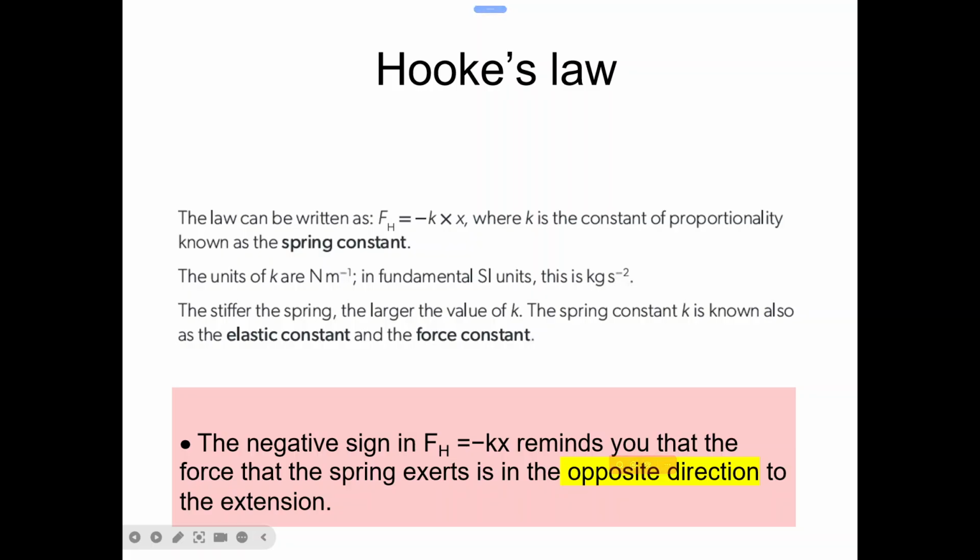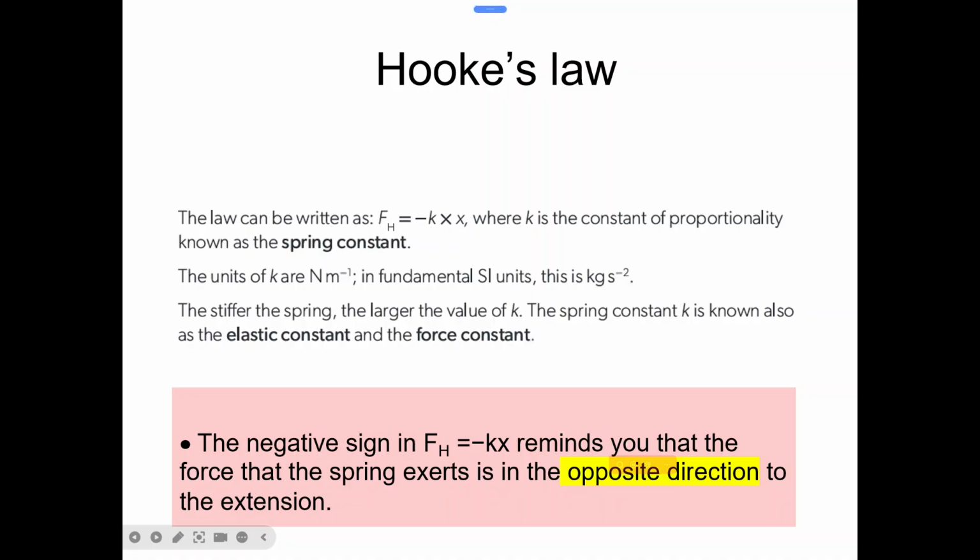So let's look at this here. This law can be written as FH equal to negative Kx, where K is the constant of proportionality, also known as spring constant, which you already know from MYP. And the unit for K is Newton per meter. All right, so here, let's look at this. The negative sign in FH equal to negative Kx reminds you that the force that the spring exerts is in the opposite direction to the extension.